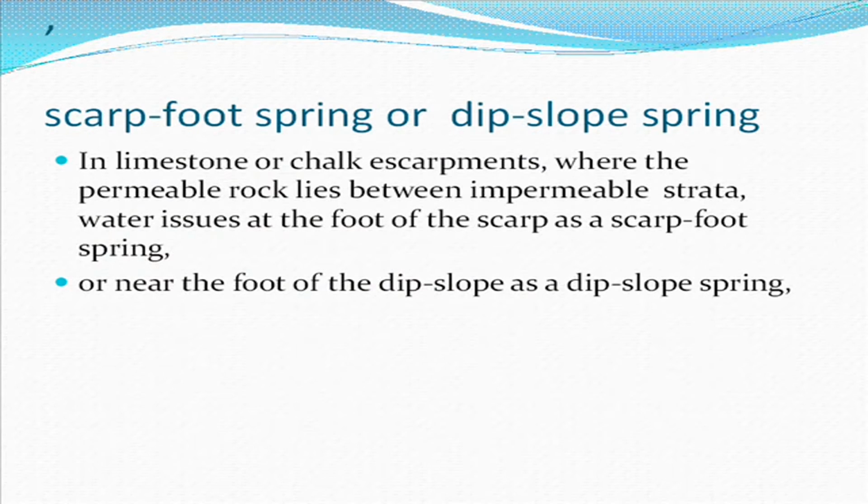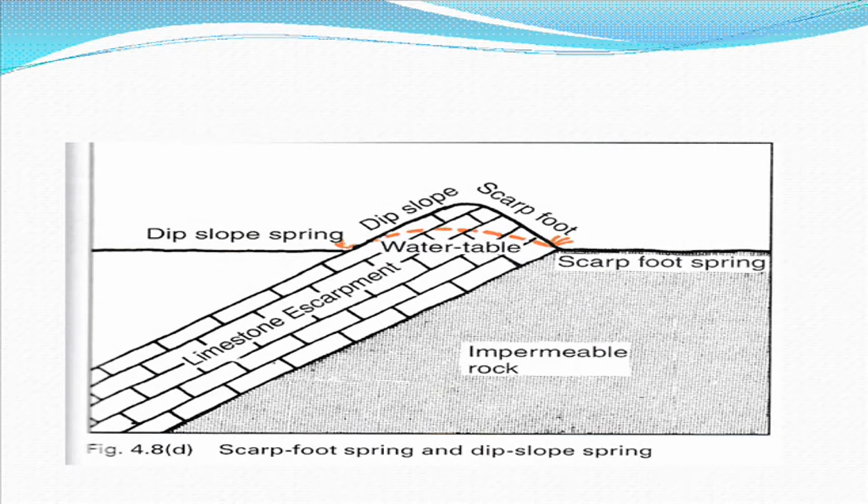Scarp foot springs or dip slope springs occur in limestone or chalk escarpments where permeable rock lies between impermeable strata. Water issues at the foot of the scarp as the scarp foot spring, or near the dip slope as the dip slope spring. Between the impermeable and permeable rock, the limestone escarpment is found. The spring formed on the dip of the limestone escarpment is called the dip slope spring. The spring formed at the scarp foot of the limestone escarpment is called the scarp foot spring.